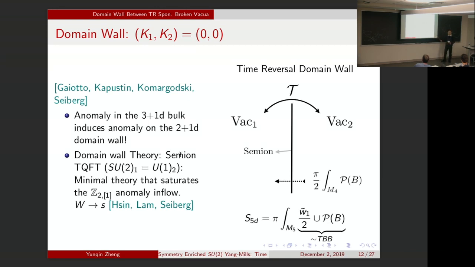This phase is given by the SPT of the one-form global symmetry. So we can see directly from this picture that the domain wall is a boundary between the SPT and the trivial theory. So this SPT provides an anomaly inflow toward the domain wall. So in conclusion, we have argued that the anomaly in the bulk induces an anomaly on the domain wall. And so the question is, what theory lives on the domain wall in order to saturate such an anomaly inflow? These authors have argued that the simplest theory that lives on the domain wall is called the semion TQFT. In this TQFT, there is only one non-trivial operator, which is the semion operator, which has a self-statistics of one quarter.